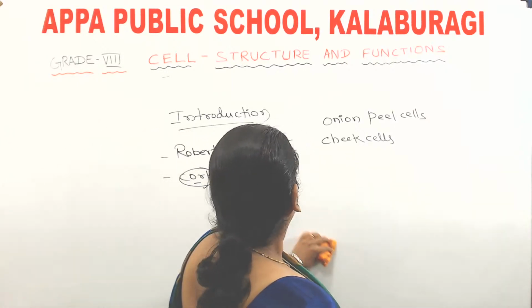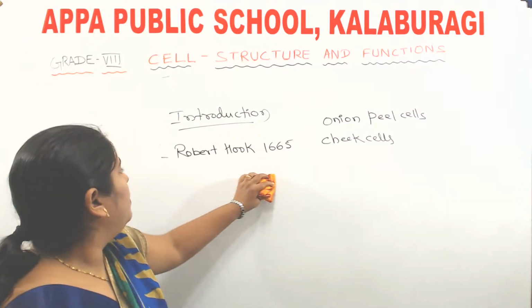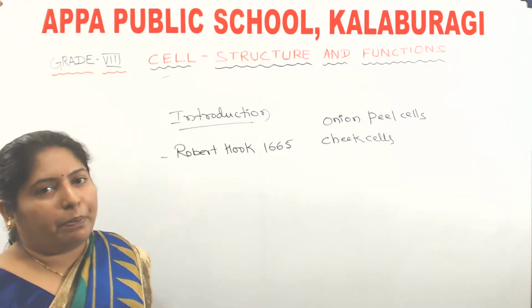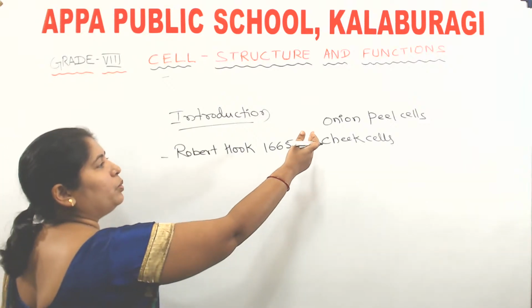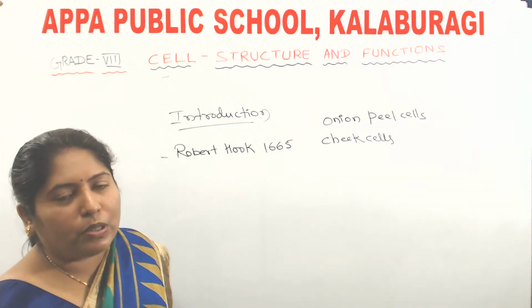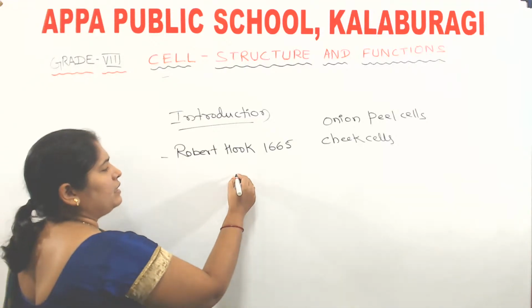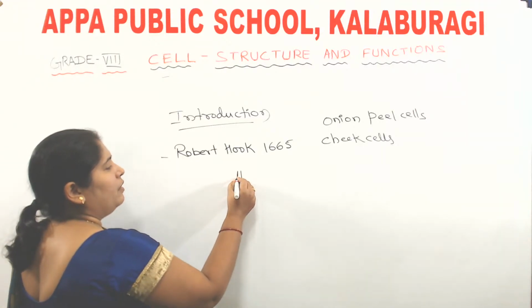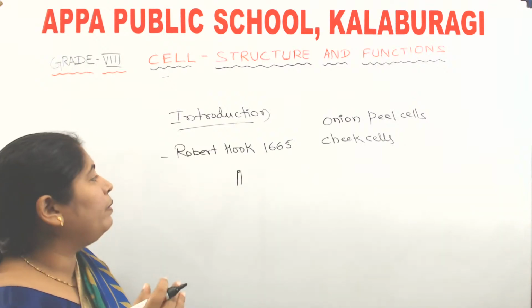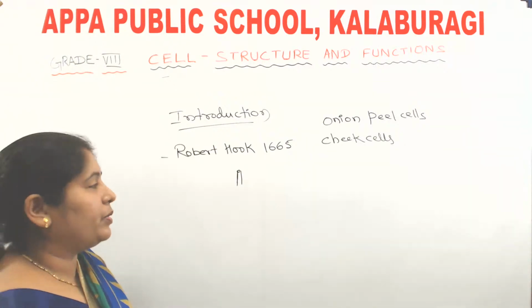So before that, you should know a little bit about the microscope. Then I'll show how to observe onion peel cells under the microscope. First of all, just have a glance at the working of the microscope, and how we have to handle it.